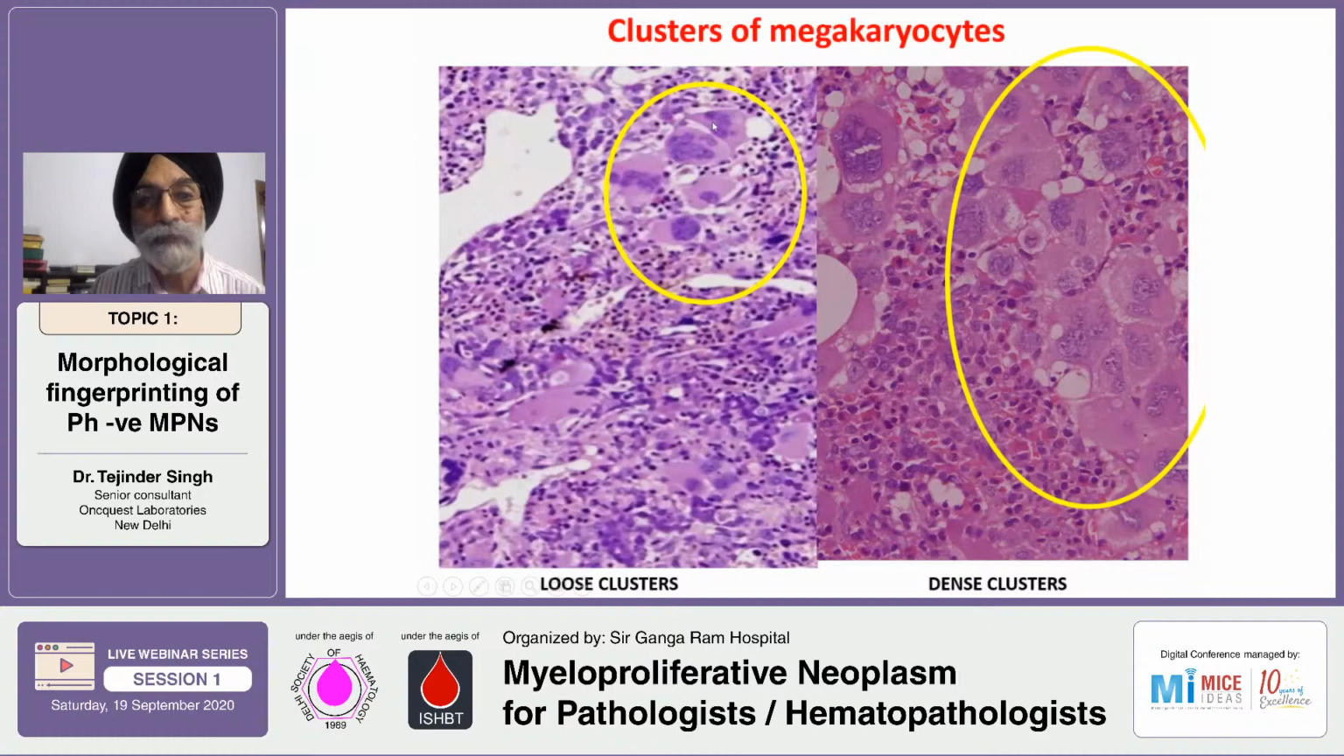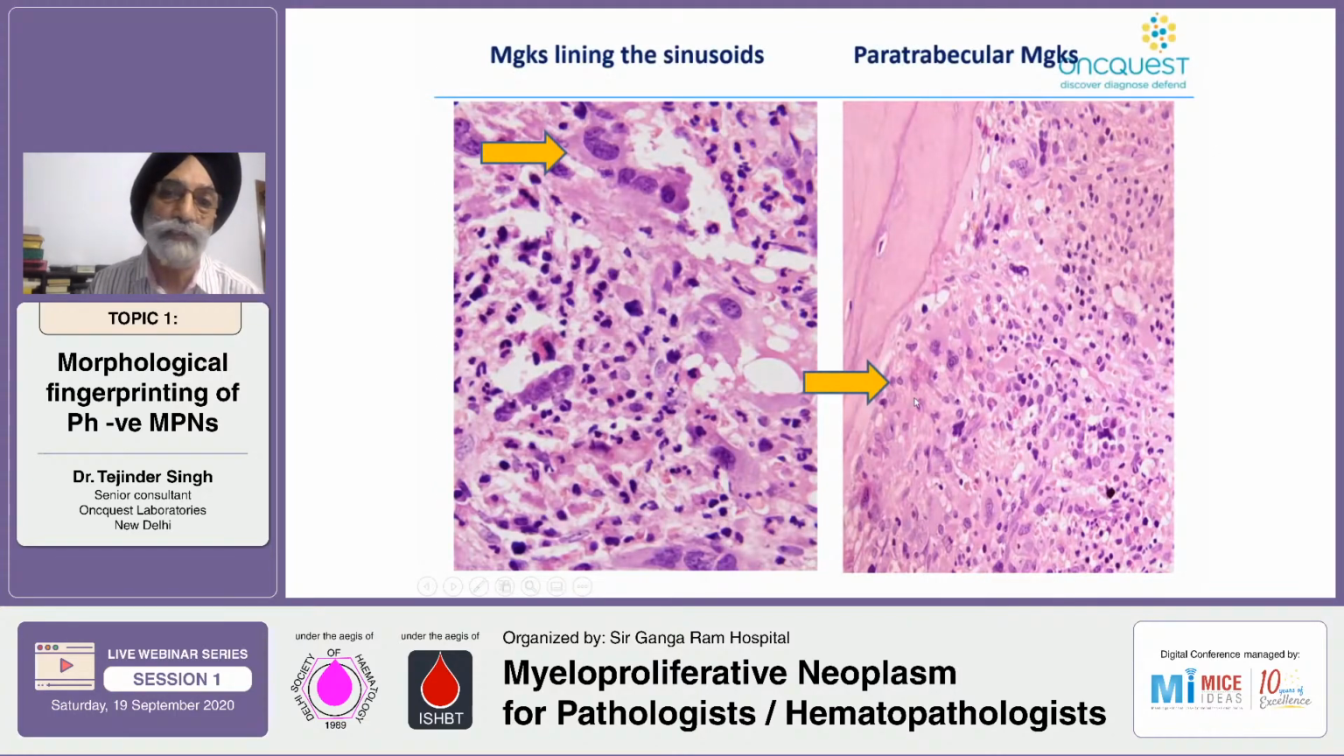And then we find that megakaryocytes are in clusters. You find 5 of them. And here you find 20 of the megakaryocytes, which are very, very close to each other. Here they are close to each other, but some marrow cells are coming in between. These we label as loose clusters of megakaryocytes. On the other hand, here they are so closely packed that there are no cells in between. These are called dense clusters of megakaryocytes, or tight clusters of megakaryocytes.